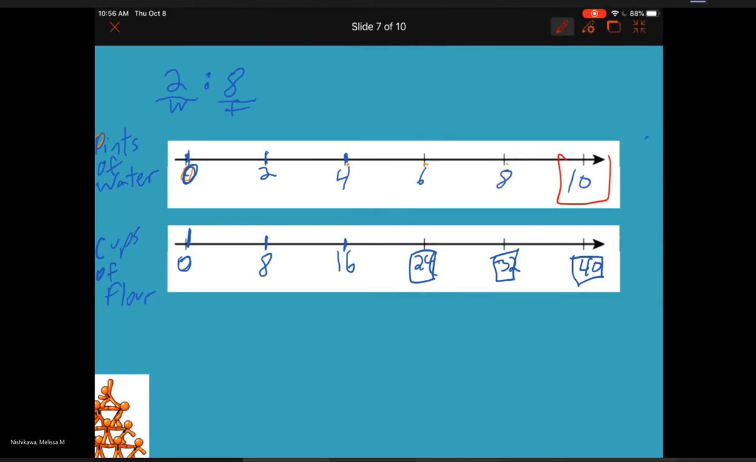We have 10 pints of water, which would be 40. Now, you remember we talked about earlier that it's important to try to find the one, so the ratio of 1 unit of water to flour. You don't have to do everything, but I think it's important for us to notice if we do number 1. What would be our cups of flour for 1 pint of water? Type that in the chat box.